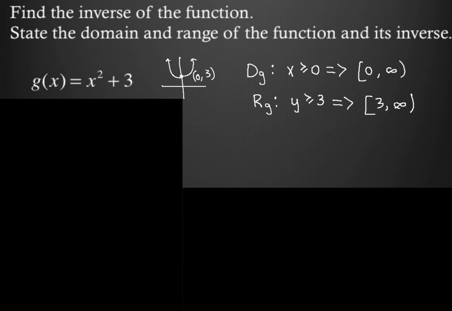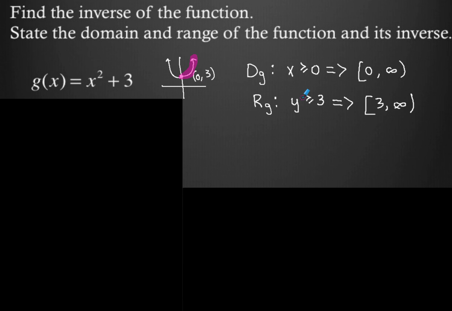So the domain of g is going to be x greater than or equal to 0, because we're just going to restrict our domain. This is one where the original function fails the horizontal line test. So in order for this to work with the inverse, I have to restrict it. I'm only going to deal with this part right here, the right-hand side.